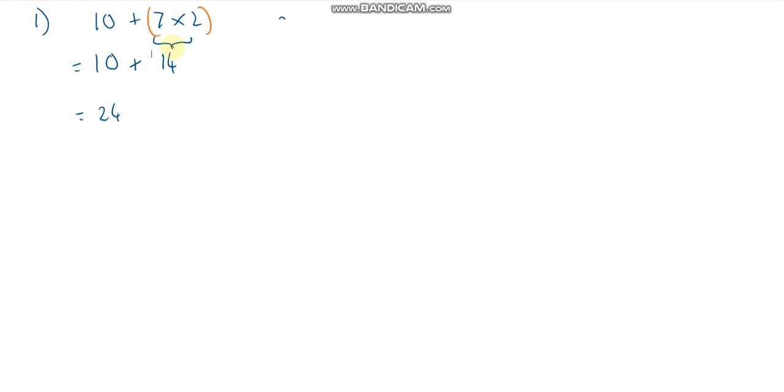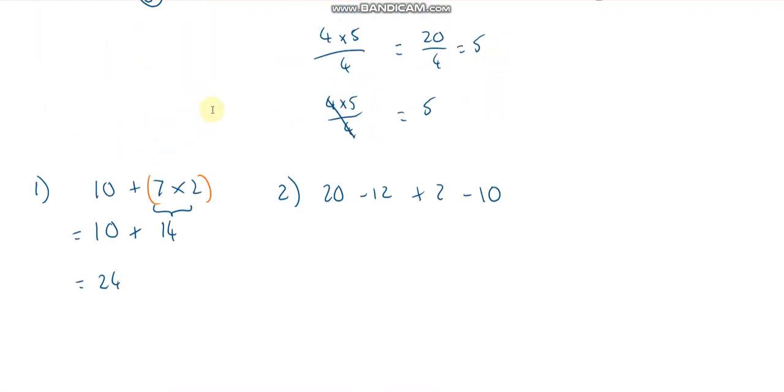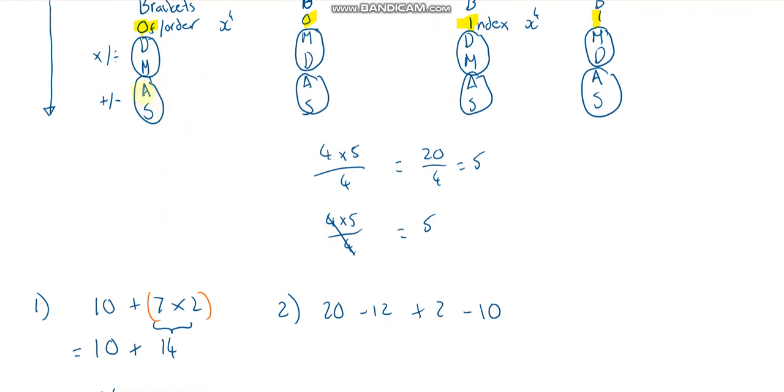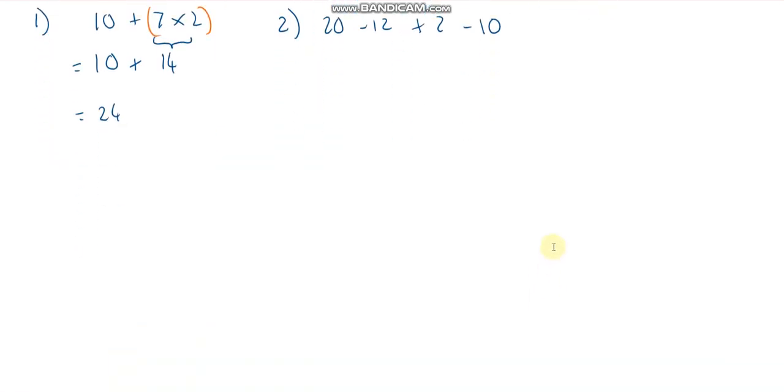Let's try question 2: 20 take away 12, plus 2, take away 10. So this is what I meant before. We don't have to do the adds and then the subtracts. When it's just adds and subtracts, we can do it in any order we like if it makes it easy for ourselves. Same with multiply and divide. I think it might be easy just to go from left to right in this case.